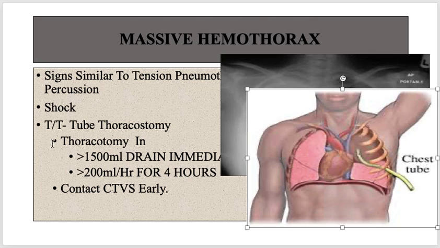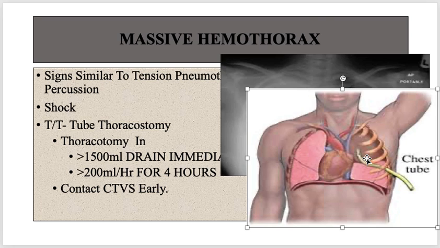So now the important thing is again signs similar to tension pneumothorax. The patient will be in shock. So what do they do? They do a thoracostomy. They put in a chest tube, so that is called thoracostomy. Of course, we have to evacuate that area. We have to remove any fluid from that area. That's a very important thing.